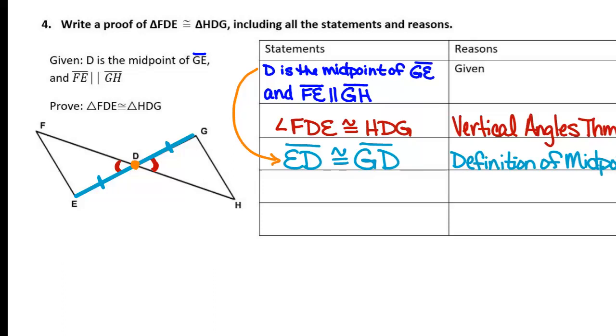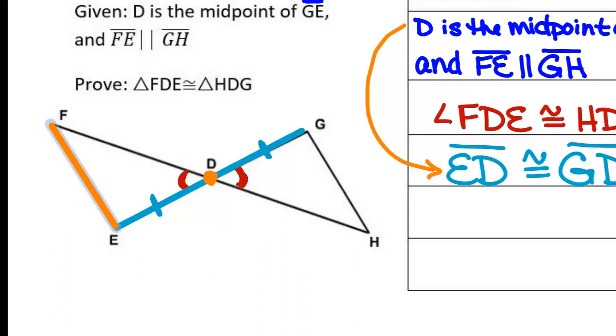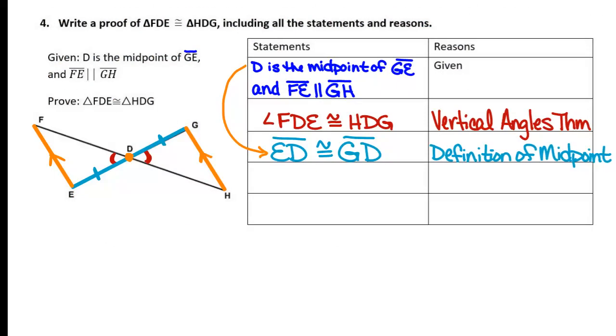Is there any given information that we haven't used yet? We haven't used anything about the parallel lines. All right, so it says that FE is parallel to GH, right over here. When I have parallel lines, what am I supposed to be looking for? I'm looking for alternate interior angles. Whenever we have those parallel lines, what I want you guys looking for is alternate interior angles.